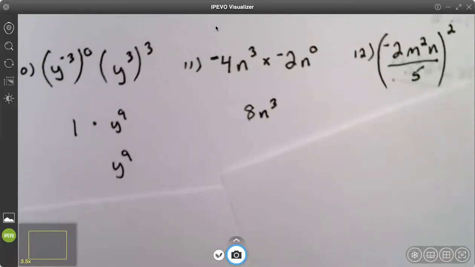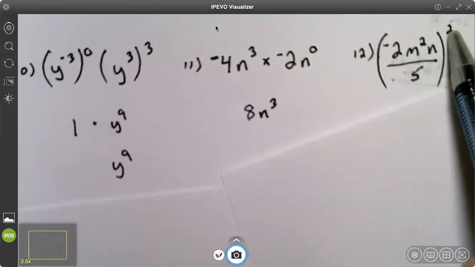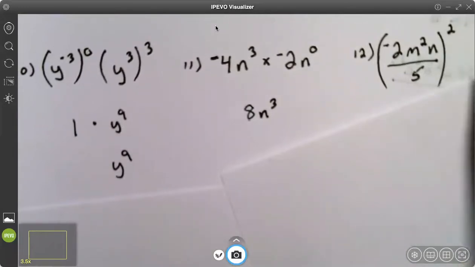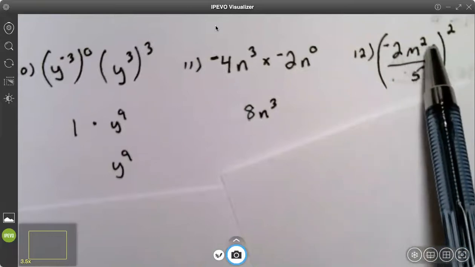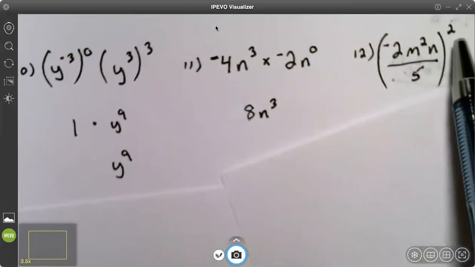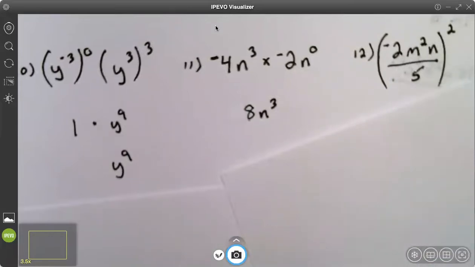On number 12, I have 4 things to apply this exponent of 2 to. When you have a power to a power, you multiply. So my exponents are 1, 2, 1, and 1. I multiply this 2 times all 4 exponents. When you do that up top, you get 4 m to the 4th n squared, and on the bottom, 5 squared is 25. Your answer is 4 m to the 4th n squared over 25.